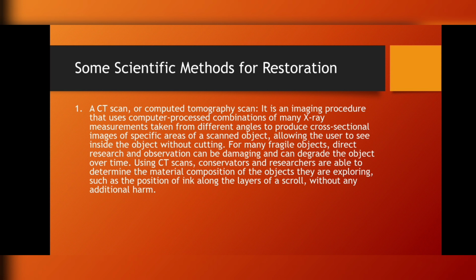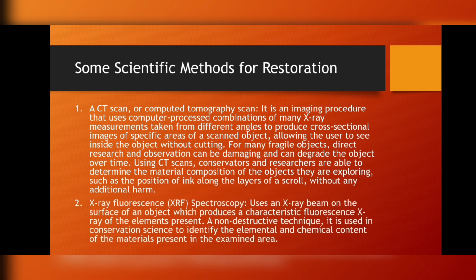For many fragile objects, direct research and observation can be damaging and can degrade the object over time. Using CT scans, conservators and researchers are able to determine the material composition of objects they are exploring, such as the position of ink along the layers of a scroll without any additional harm.